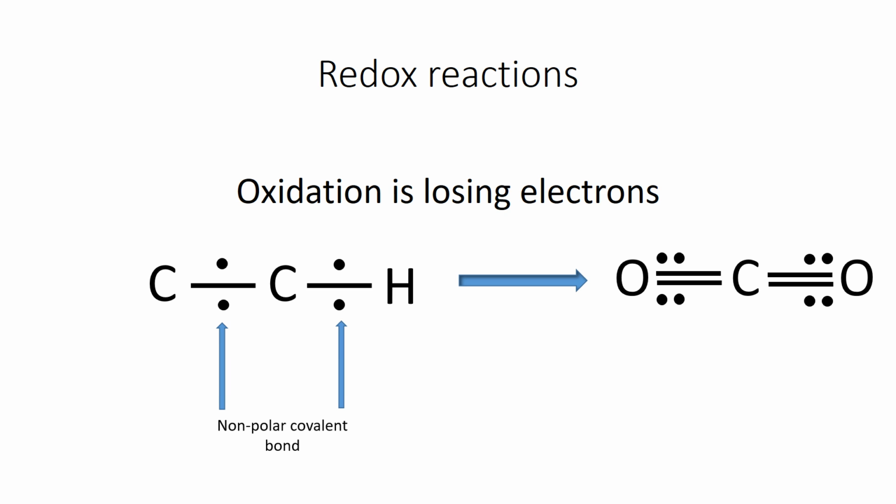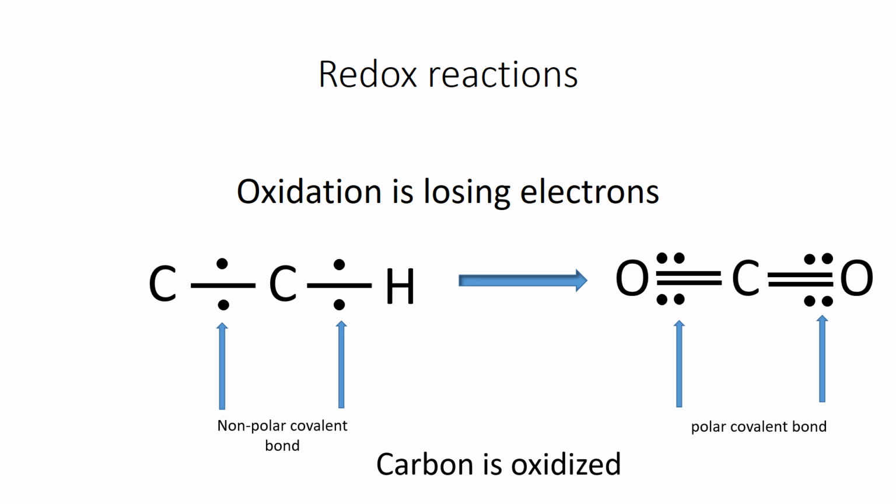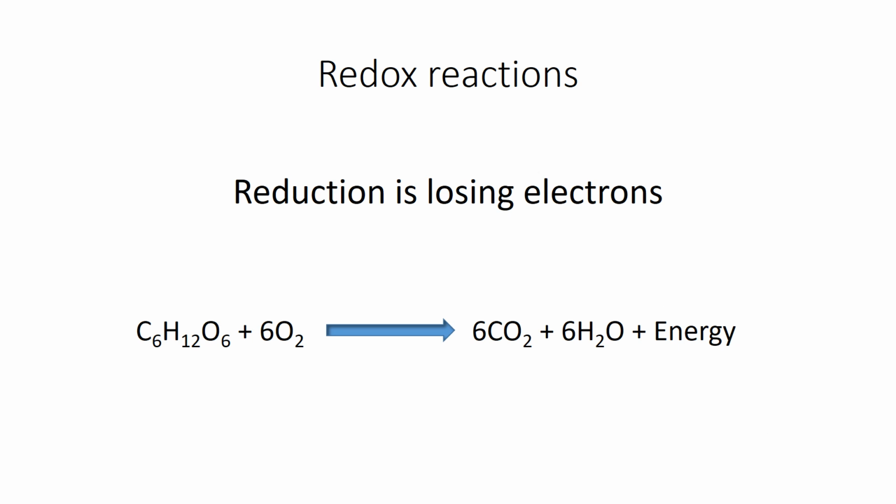Carbon and hydrogen form nonpolar covalent bonds. Recall that in a nonpolar covalent bond, you're sharing the electrons equally, which means those electrons are equidistant between the elements in the molecule. When we break them down to carbon dioxide and water, we start forming polar covalent bonds. In this case, the electrons move toward the oxygen because oxygen is more electronegative than carbon. Because the electrons moved away, the carbon has now been oxidized. As carbon is getting oxidized, oxygen is becoming reduced.